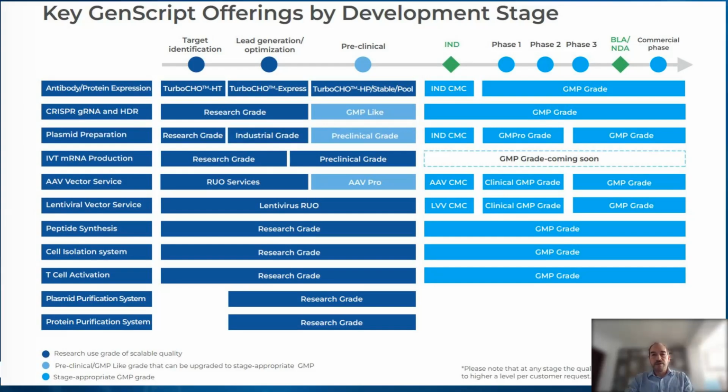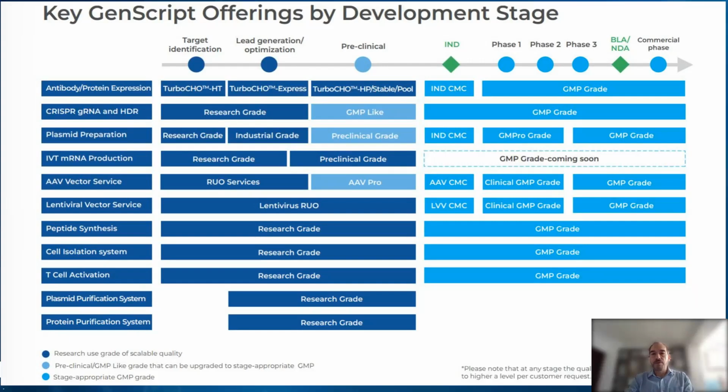AAV vector, lentivirus, peptide synthesis, we can support the developments from research to preclinical and clinical grade and GMP manufacturing. And here below, we have some instrumentation systems. We have excellent instrumentation systems for cell isolation, for T cells, NK cells, stem cell isolation for cell therapies. We offer this system as research grade and GMP grade.